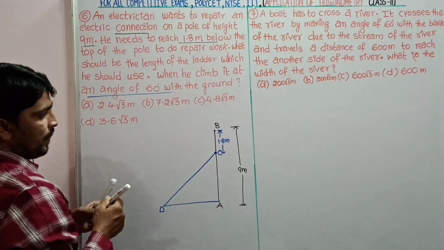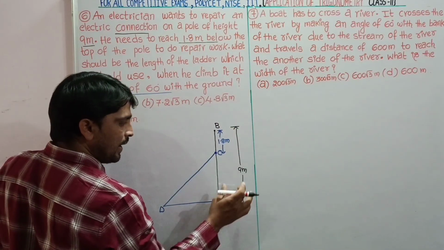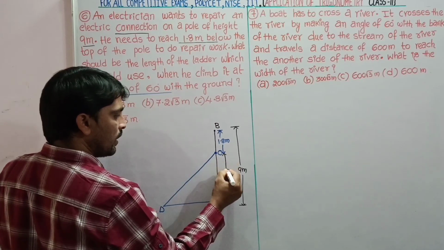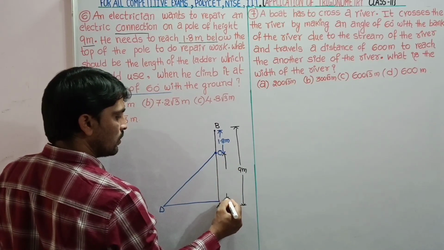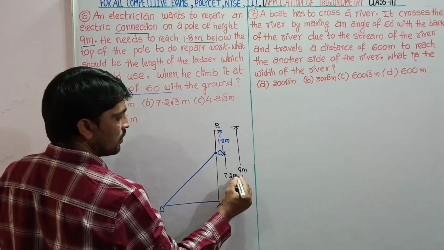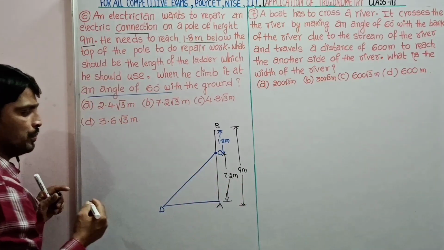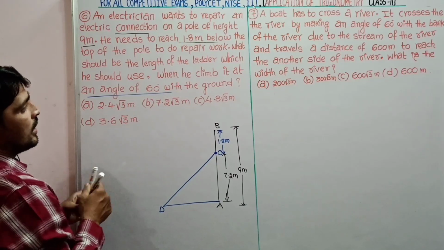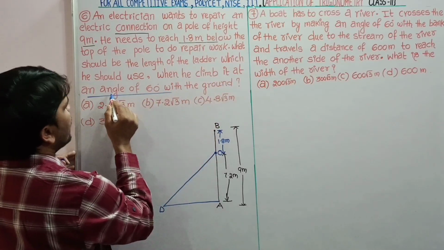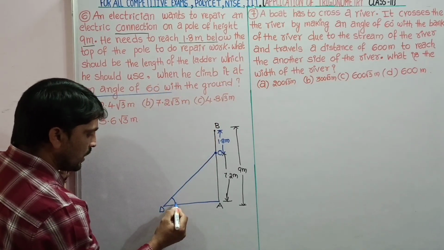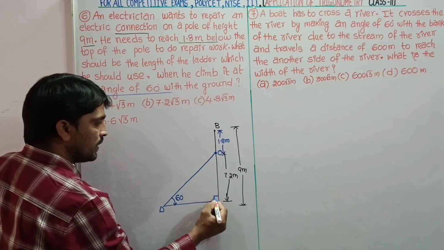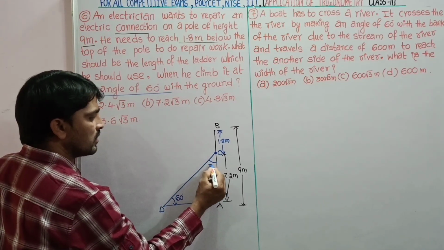Right. So if AB total height is 9 meters and BC is 1.4, then AC equals 7.2 meters. AC equals how much? 7.2 meters. And the electrician climbed the ladder at an angle of 60 degrees with the ground. This angle of elevation is 60 degrees. This is 90 degrees. Obviously, this is 30 degrees.